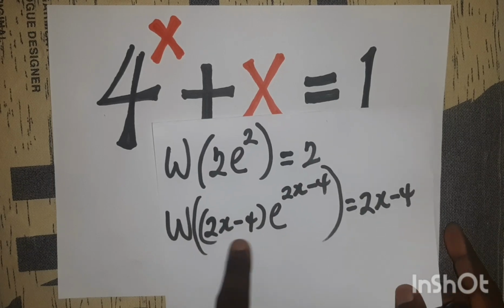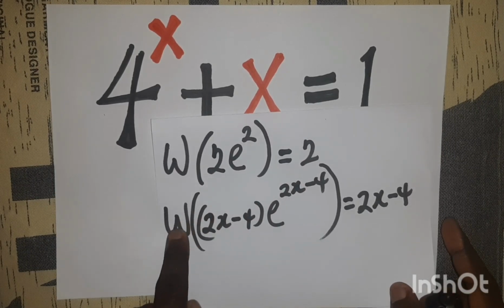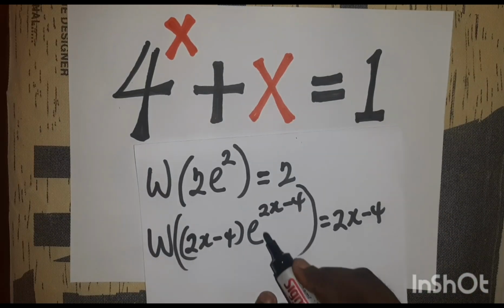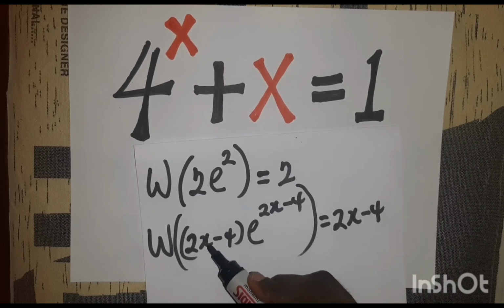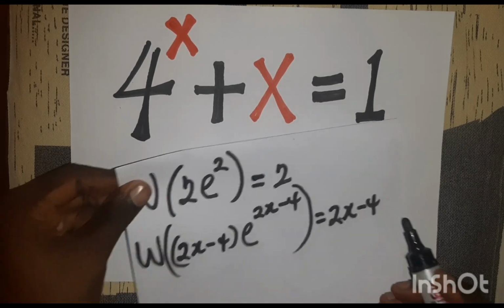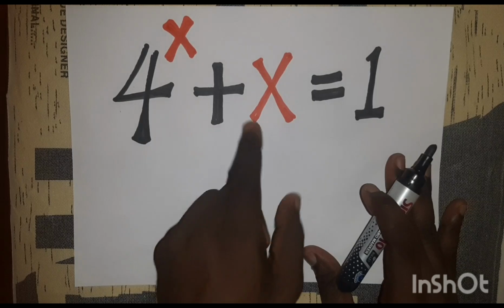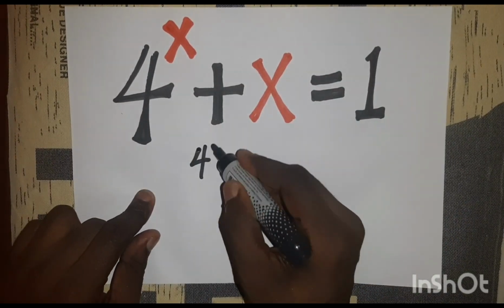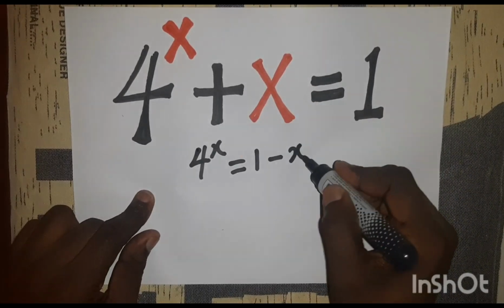The same thing here. Here it is 2x minus 4 we have here, and 2x minus 4 you have here. If you now introduce the Lambert W function, it simplifies everything and gives you only the 2x minus 4. So let's get right to business. So we have the equation. We can start by moving the plus x over to the right to become minus x. So I have 4 raised by x equals 1 minus x.